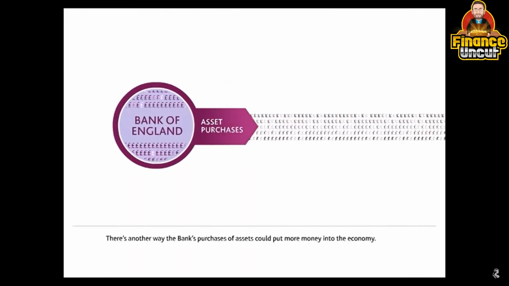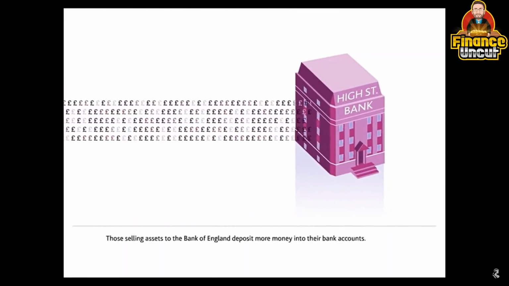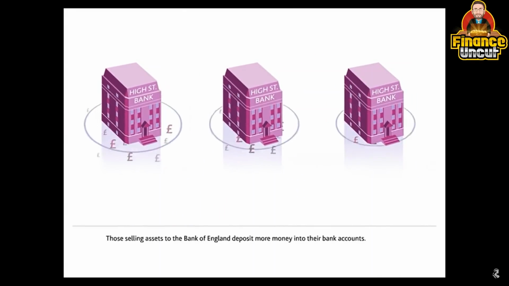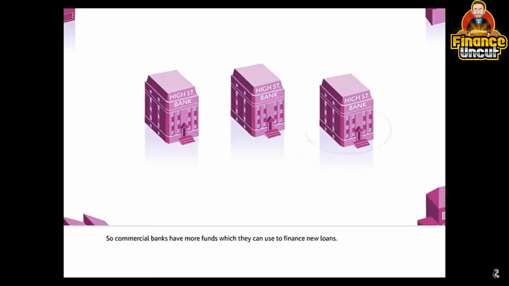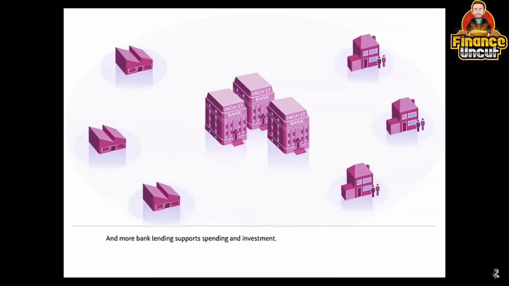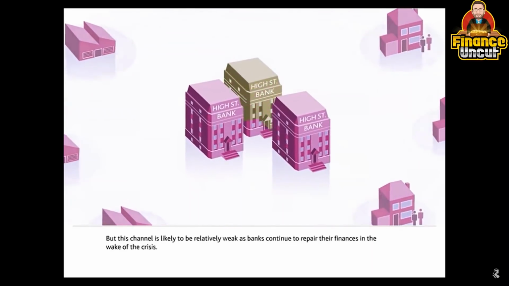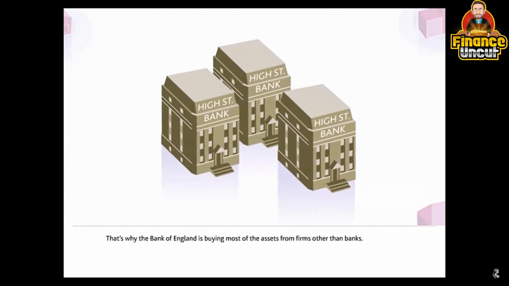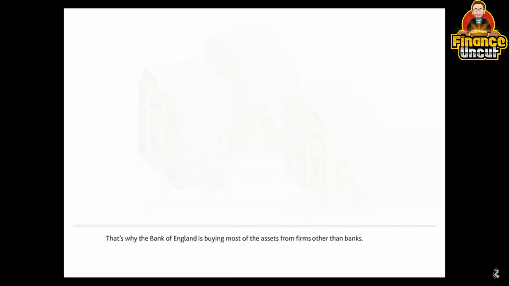There's another way the bank's purchases of assets could put more money into the economy. Those selling assets to the Bank of England deposit more money into their bank accounts. So commercial banks have more funds which they can use to finance new loans. And more bank lending supports spending and investment. But this channel is likely to be relatively weak as banks continue to repair their finances in the wake of the crisis. That's why the Bank of England is buying most of the assets from firms other than banks.